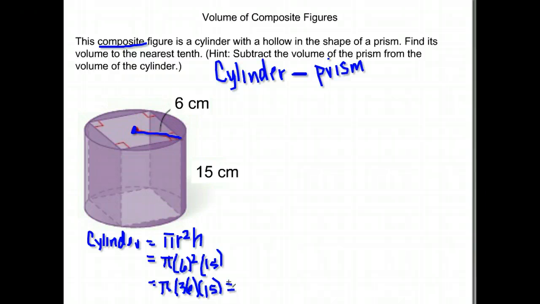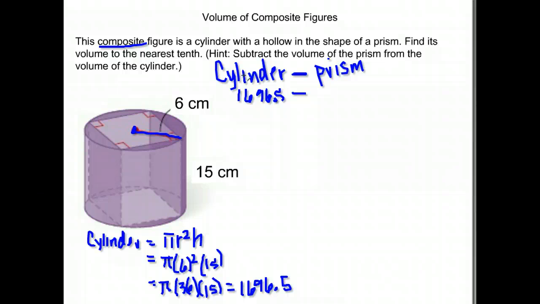So go ahead and multiply the pi. So 36 times 15 times pi. We get 1,696.46, which is 1,696.5 if we round that off. So I'm going to come up here and put this. So the cylinder has a volume of 1,696.5. I'm going to subtract from that the volume of the prism. Okay, so let's carry on.